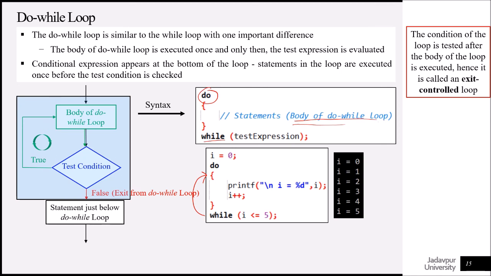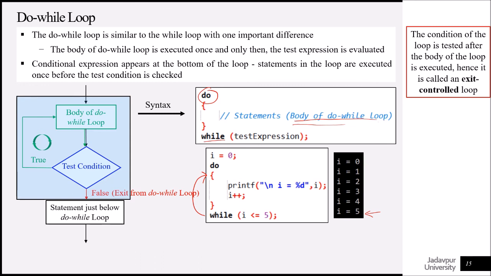Now what happens once the value of i has gone to 5? Obviously you have printf i equal to 5 given as the output here, that is shown here, and then this value of i is incremented again by 1 and it becomes 6. Now when we come to the test expression, 6 is not less than or equal to 5. So that evaluates to false. As it evaluates to false, it moves to the next statement after the do-while loop.